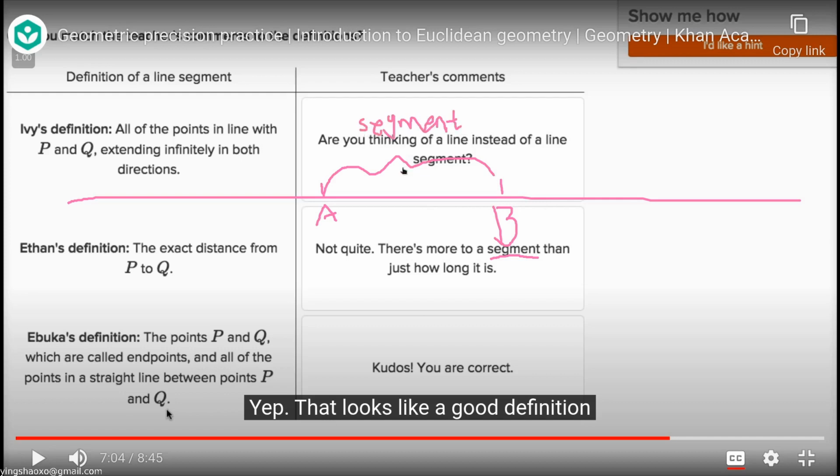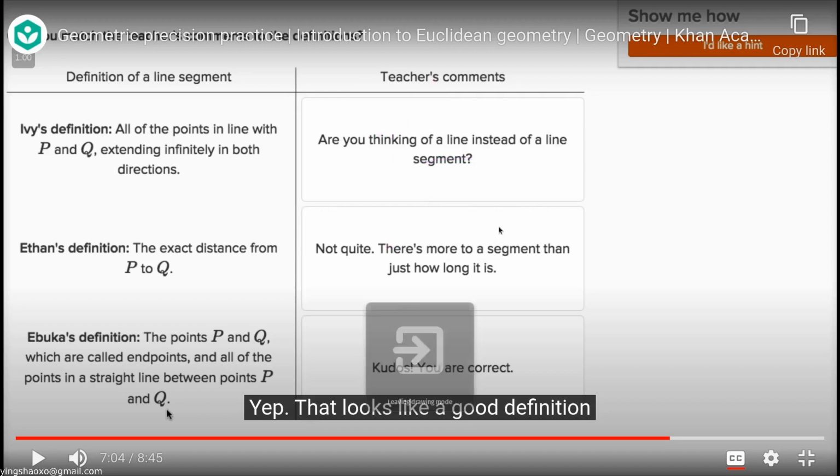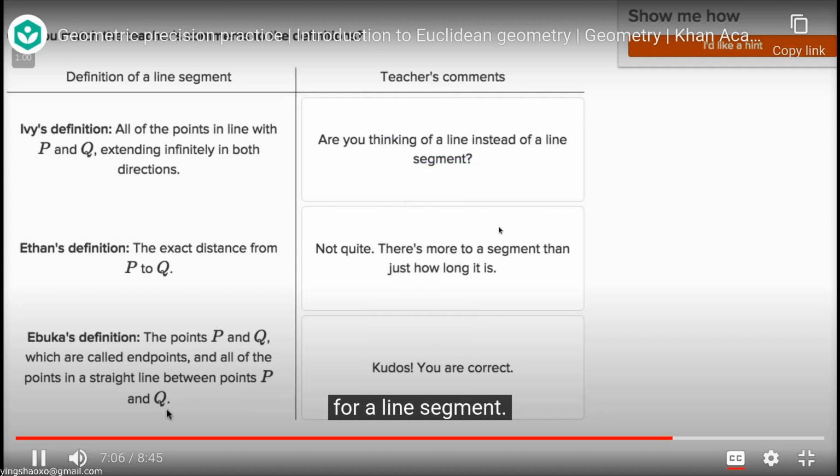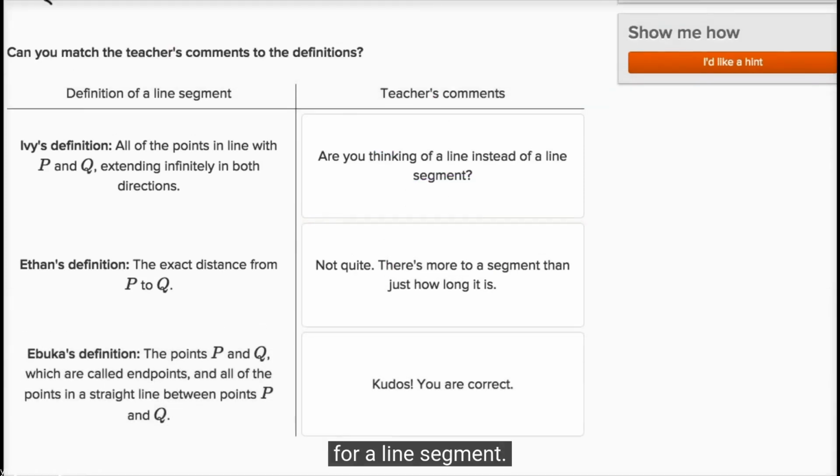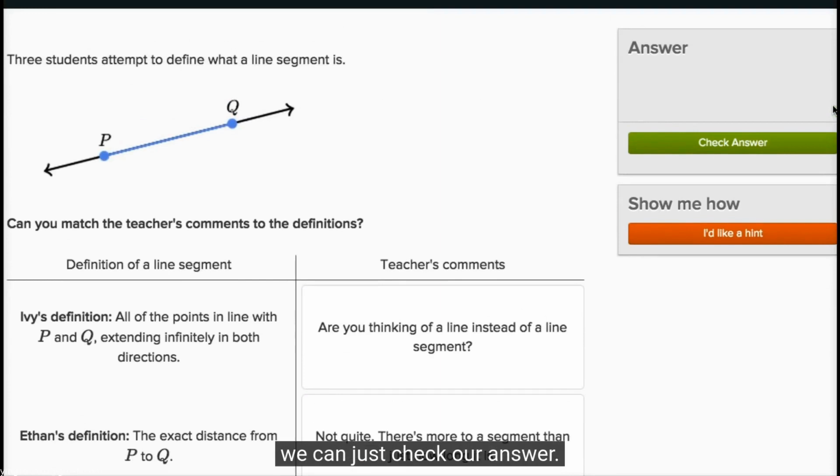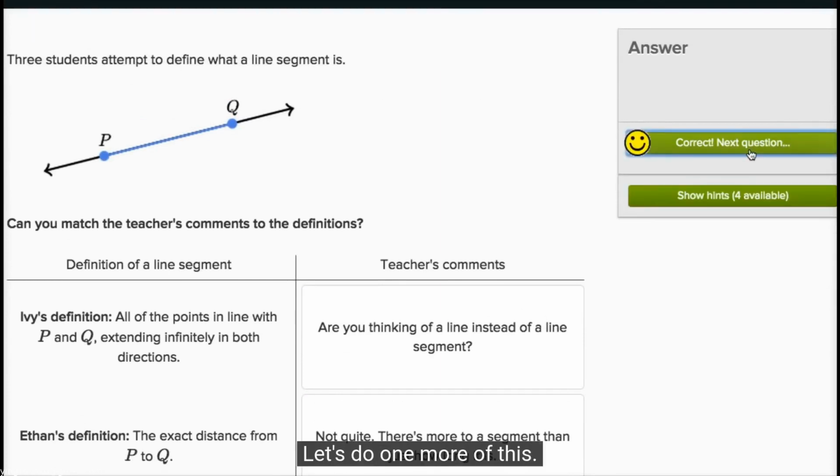And for this segment, it will surely have a property called length, and it's measurable. You could use some numbers to represent its length. For example, it is 3 centimeters, and so forth. Okay, so that's it. Let's continue. Looks like a good definition for a line segment. And so we can just check our answer. Looking good. Let's do one more of this.